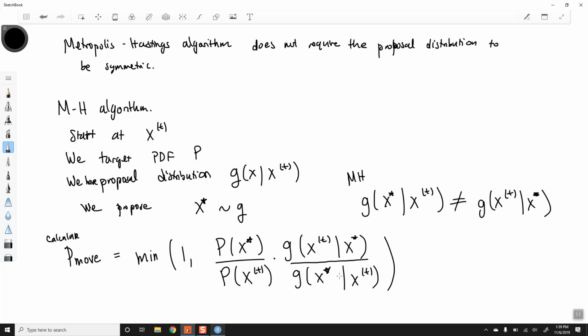So if our proposal distribution will very rarely generate the number 3, then whenever it does generate the number 3, we have to give it some consideration. We want to give it a little bit of special consideration, taking into account how likely or unlikely the proposal distribution is to generate that. So this is based on the target PDF multiplied by the relative proposal probabilities.